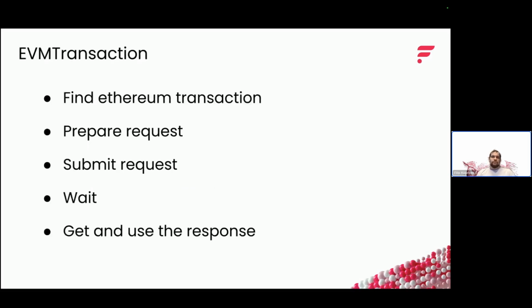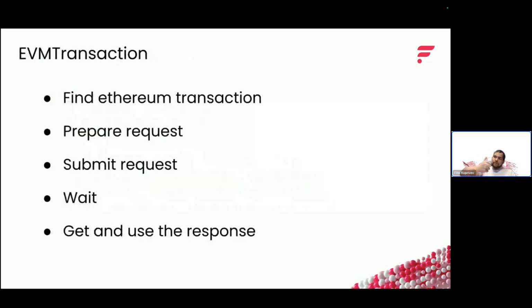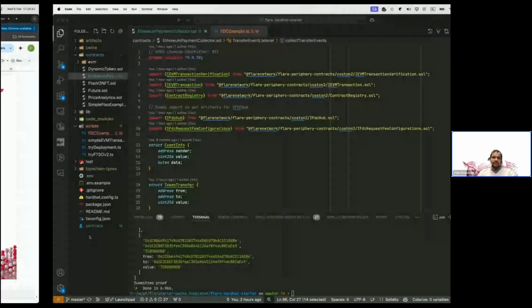Okay, so today we're going to take a look and execute a proof of Ethereum transaction. So EVM transaction, we're just going to follow this schema. So it's going to be simple. We're going to find an Ethereum transaction. We're going to prepare a request. We're going to submit it. We're going to wait for a while. And then we're going to use the response to prove something on chain. We're going to create our smart contract. And we're going to see how easy that is throughout the library. So enough babble. Let's get some code ready.